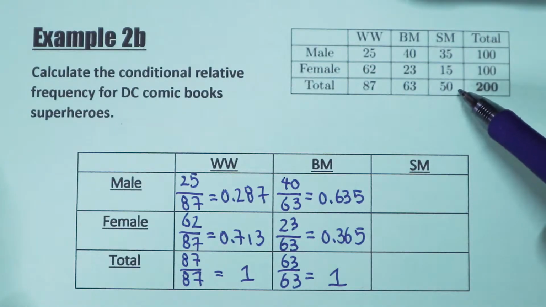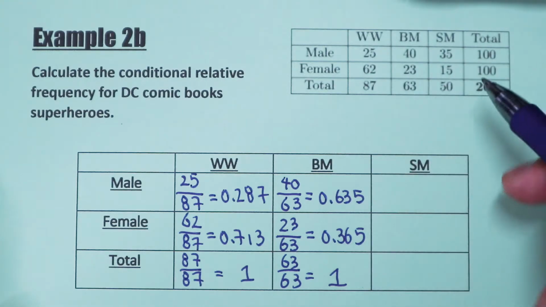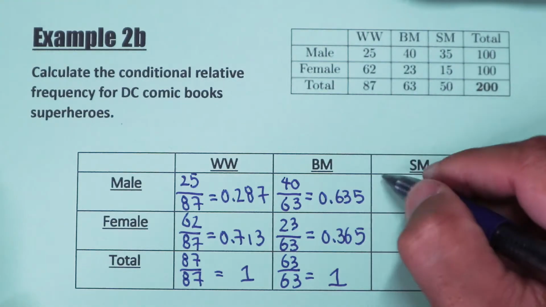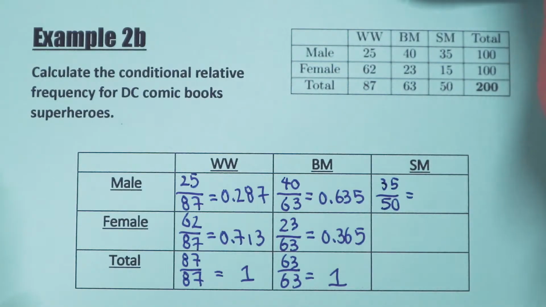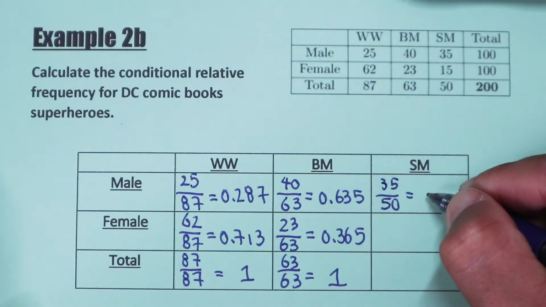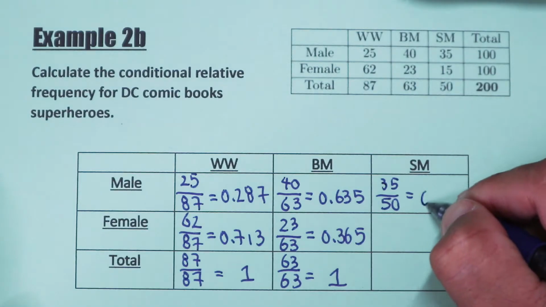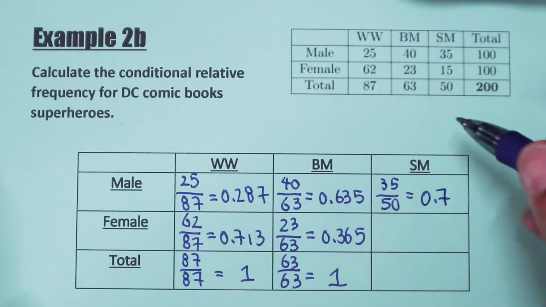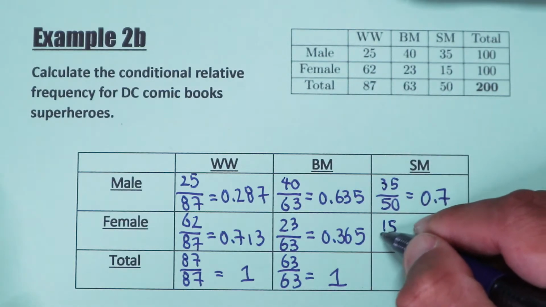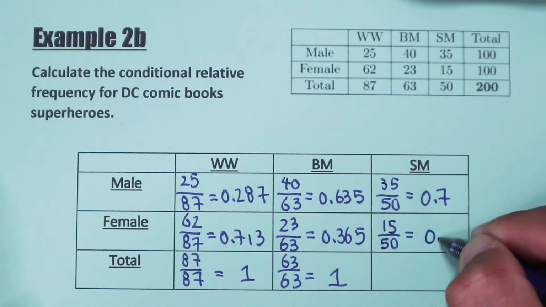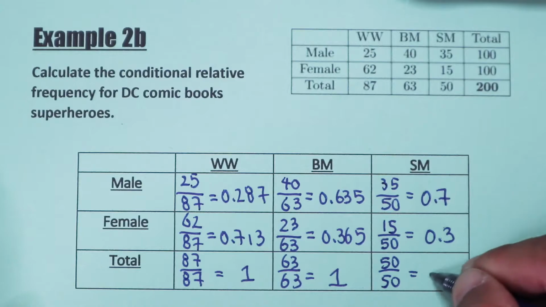So out of the 50 people who like Superman, 35 of them are male. So to find out the percentage of the male who likes Superman, you have 35 divided by 50, and we're going to use a calculator, which is going to get you, let me see. Oh yeah, 70% or 0.7. Then 15 of the people who like Superman are female. So you're going to have 15 divided by 50, which is 0.3. And then the total is just 50 over 50, which is just 100% right there.